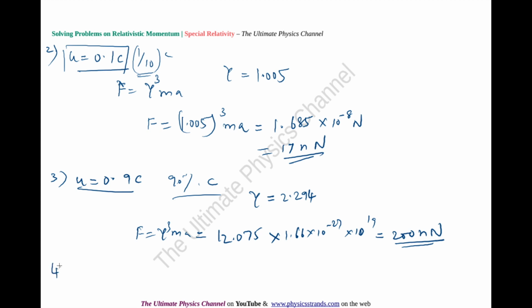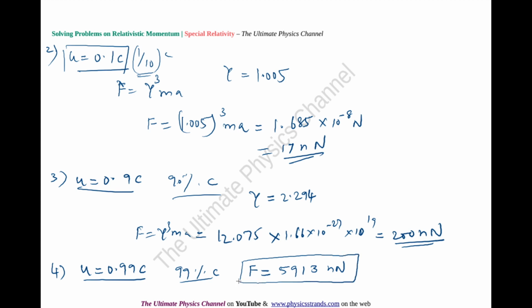And finally, the fourth case, if I do the same thing and work out for u is equal to 0.99c, that is to increase again by a further 9%, that is about 99% compared to the 90% that we took in the third case. For this again force, if you calculate by using the same method, you will get about 5,930 nanonewtons. So significant increase in force. So more and more force is required to increase the velocity close to the speed of light, right?